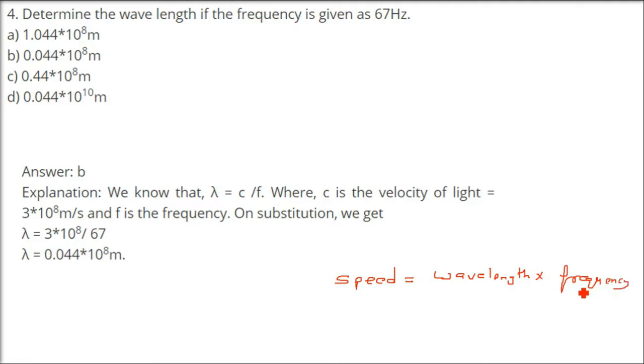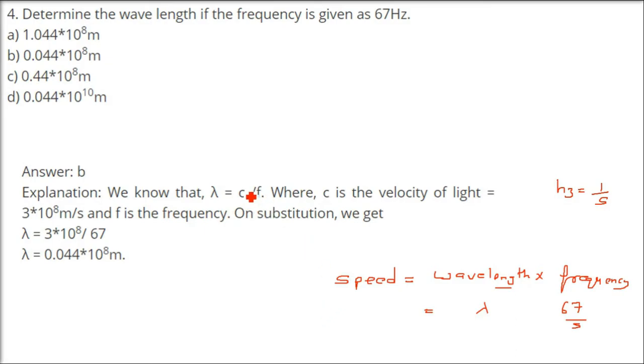So we have two things known to us in this question. 67 Hertz is the frequency. Hertz is actually per second, named after Hertz, so 1 by second you can understand. Wavelength is lambda, so it will be in meter, since we have wavelength to be found out. Now speed of light we know.